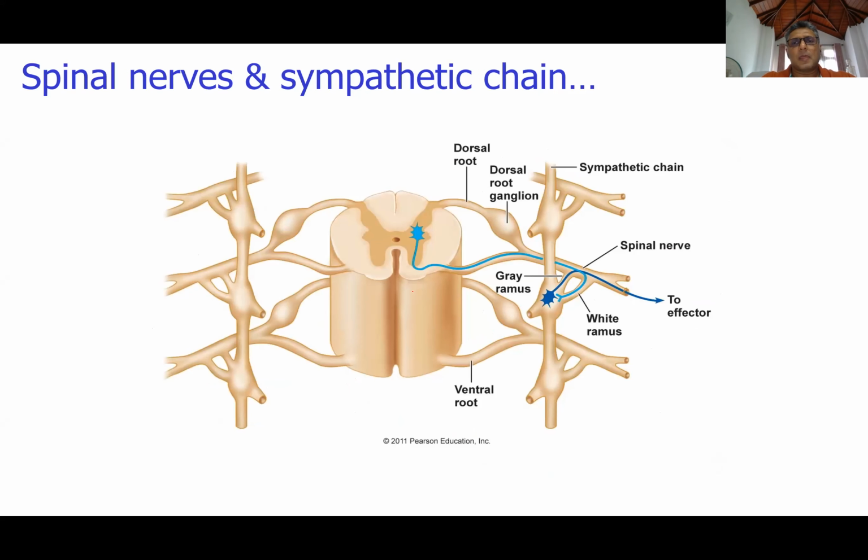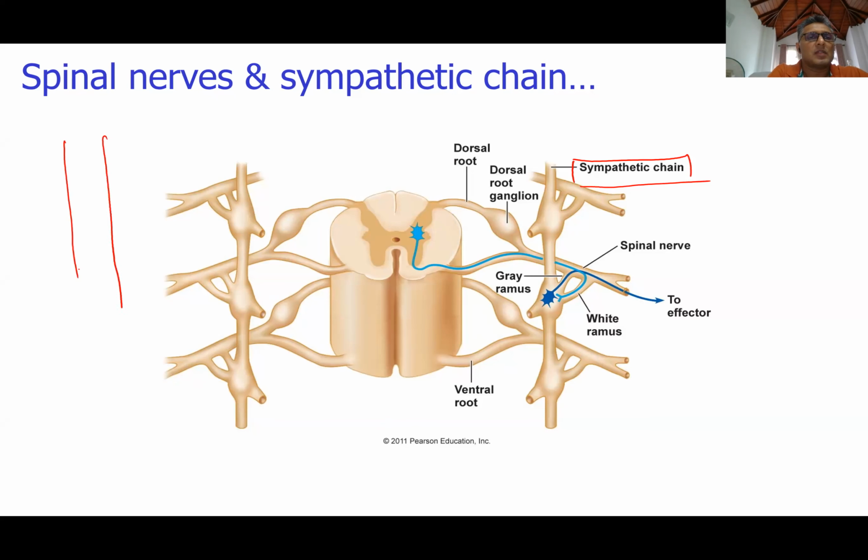Now, I want to highlight the connection between the spinal nerve and the sympathetic chain. So this is the sympathetic chain, spinal nerve and sympathetic chain. Now, this is the basic arrangement of autonomic nerves. I'll draw it here.